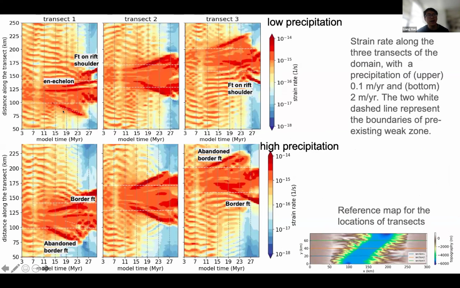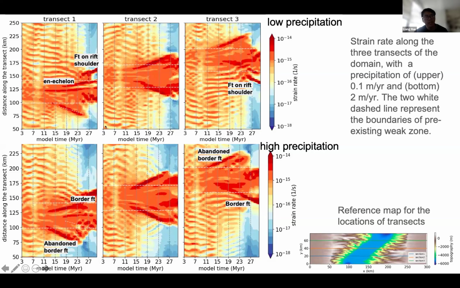So we can see for the first 10 million years, both cases show a similar small-scale strain pattern, with the strain coalescing within the rift basin over here, within the white dashed line. After that, in the high precipitation scenarios, strain localizes on two border faults, forming a full graben across all three transects. But after about 20 million years, one of those border faults will be abandoned and a half graben will form, like here, forming a half graben in both cases.